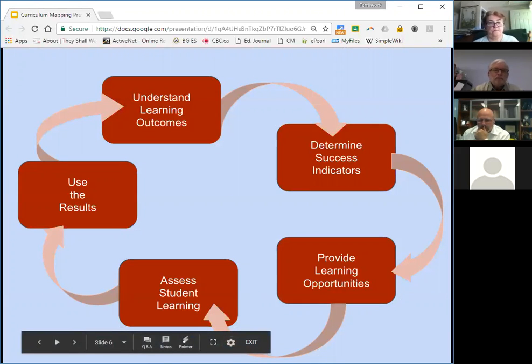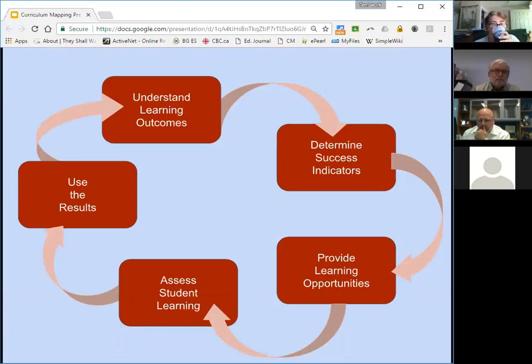So we see curriculum mapping as a really cyclical process. We start by understanding the learning outcomes. From that, we figure out what it looks like to be successful, provide the teaching, assess the learning, use those results to better understand the curriculum outcomes. And the more we can sort of focus on this cycle, the stronger things will be for our kids in the classroom.